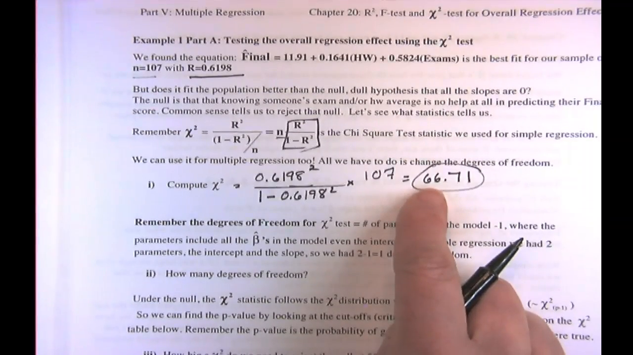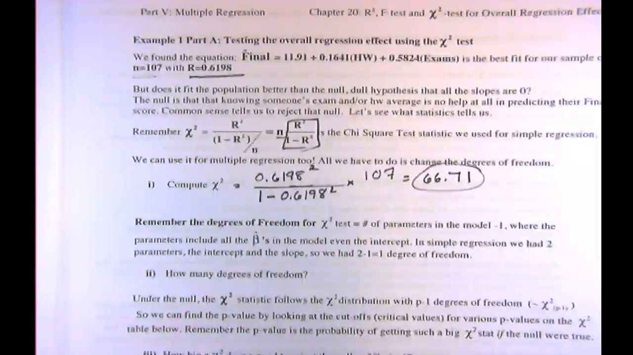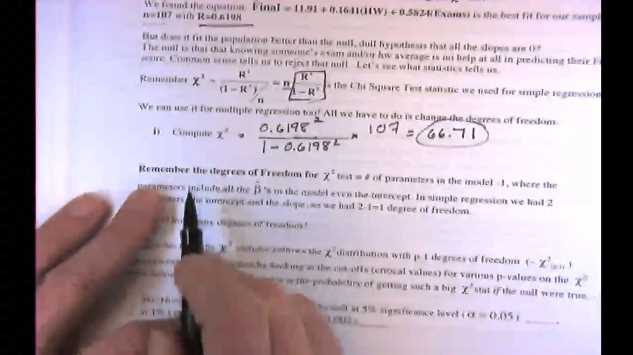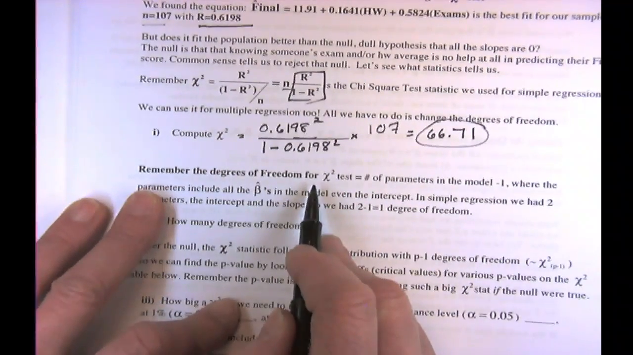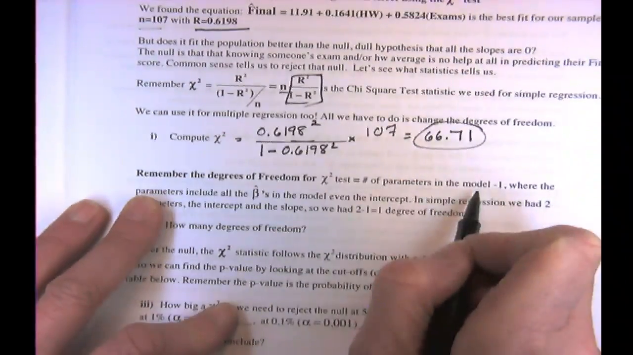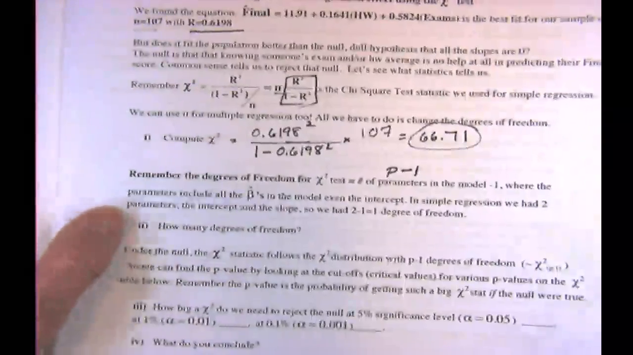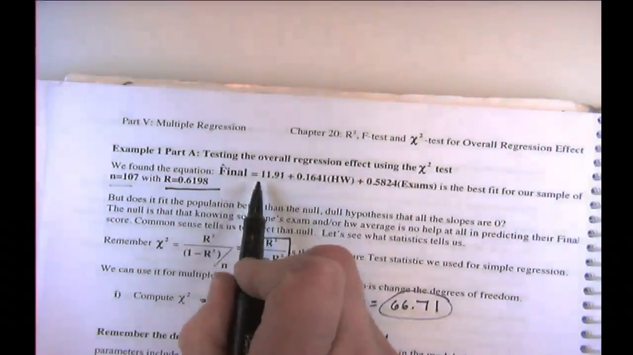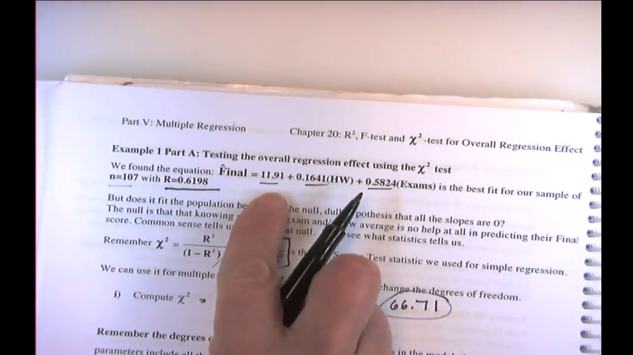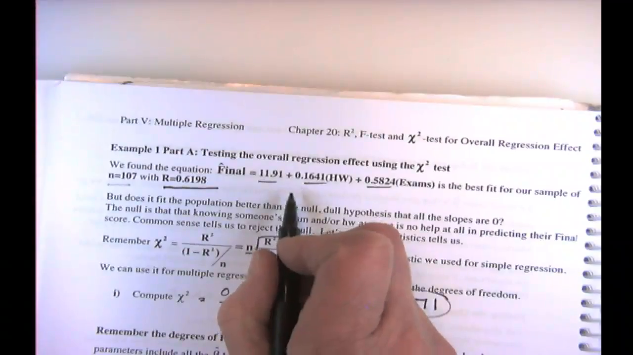As a z-score, it would obviously be huge. Chi-square has different curves for different degrees of freedom, so we have to check it out. First we have to remember how many degrees of freedom for the chi-square test. Remember from last time, we said it's the number of parameters, p minus 1. And how many parameters are in the model? Parameters are all the slopes, the two slopes, and the intercept. You count them all as parameters. So this is 3 parameters.